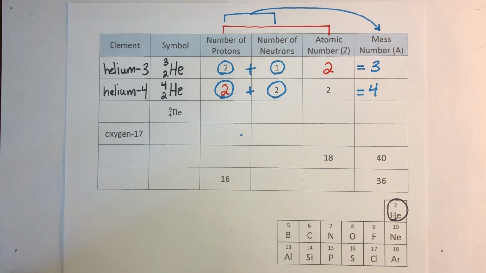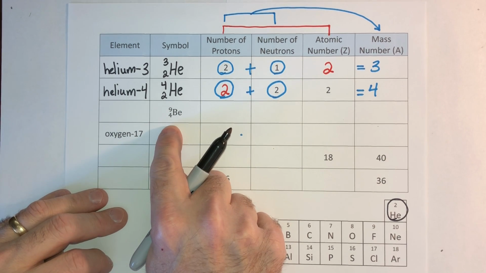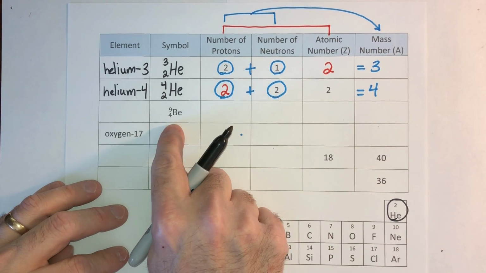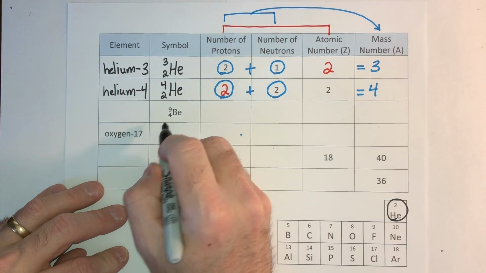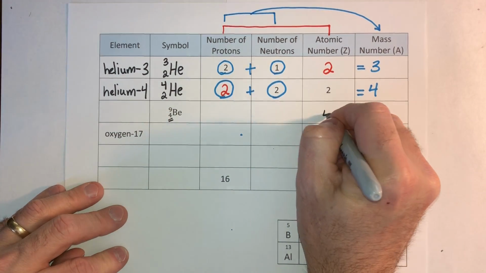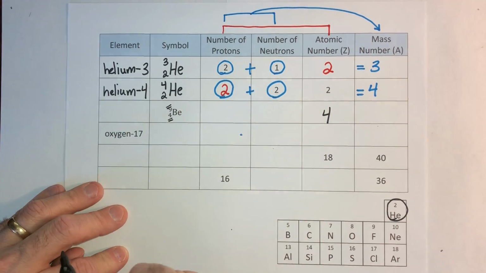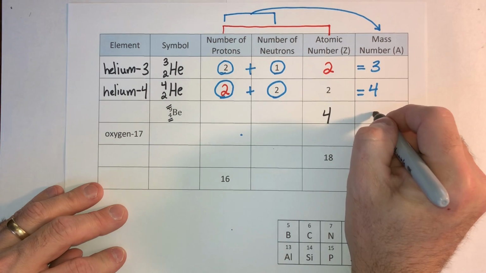All right, let's talk about the next one. The next one gives me a symbol and some numbers. Let's use our numbers. We know that the number at the bottom is your atomic number. So the atomic number is 4. We know that the number up here on the top, the superscript, that's my mass number, so that would be a 9.